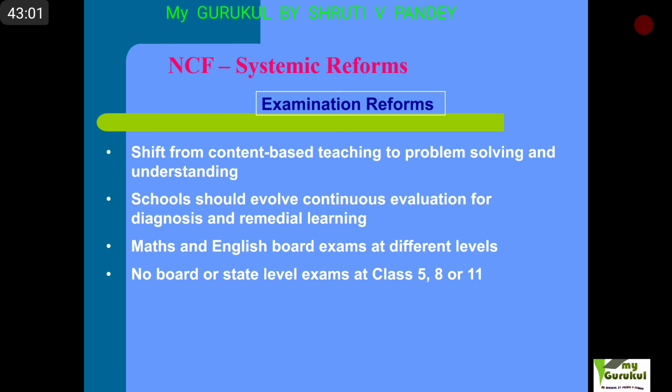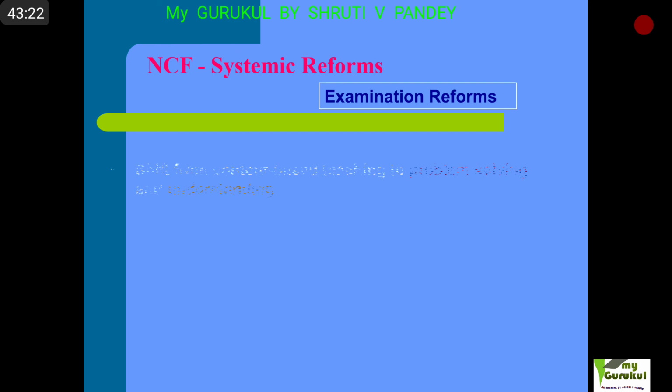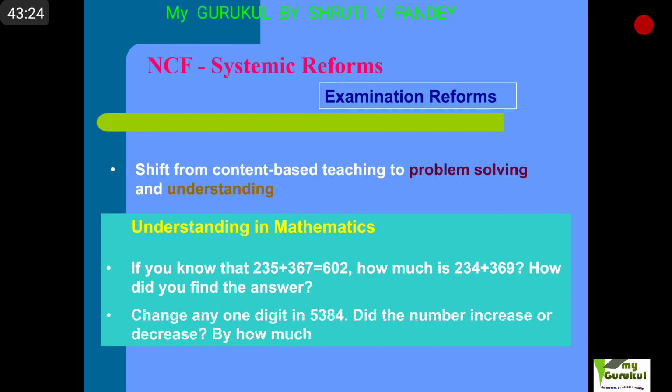NCF systemic reform, examination reform. Shift from content-based teaching to problem solving and understanding. School should involve continuous evaluation for diagnosis and remedial learning. Maths and English board exams at different levels. No board or state level exams at class 5, 8 or 11. NCF examination reforms: shift from content-based teaching to problem-solving and understanding in mathematics.